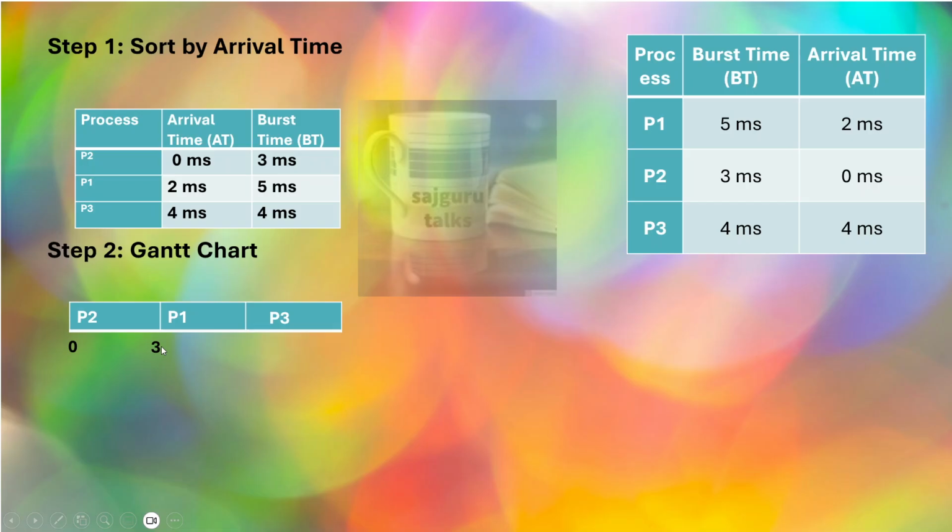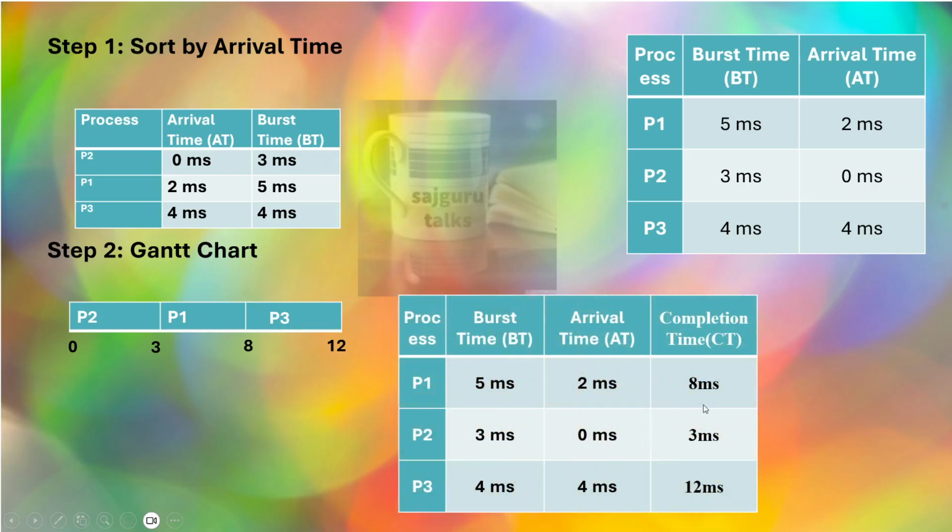So 3 milliseconds. Now P1 arrives at 2 milliseconds, but P2 is still executing. So P1 starts at 3 milliseconds and executes for 5 milliseconds. So 3 plus 5 is 8. Now P3 arrives at 4 milliseconds but must wait for P1 to finish. P3 starts at 8 milliseconds and executes for 4 milliseconds. So the total is 12.